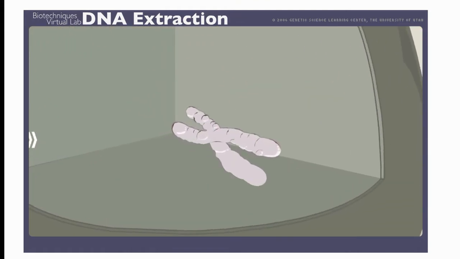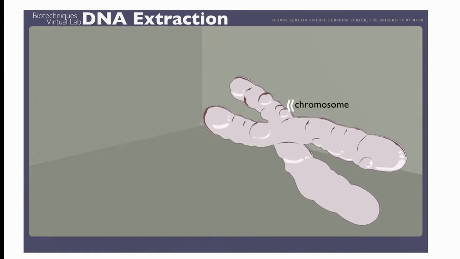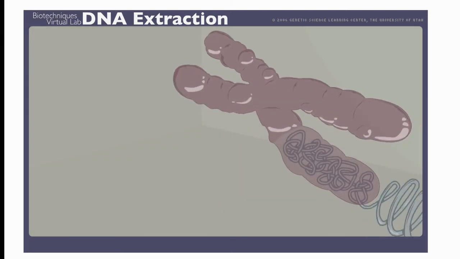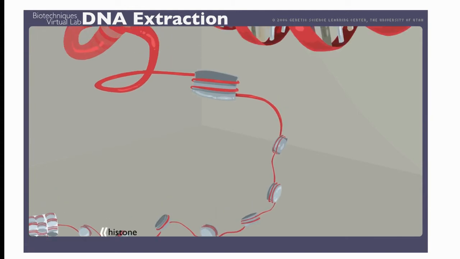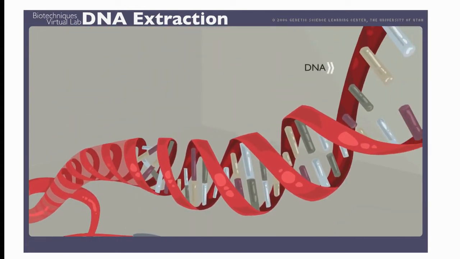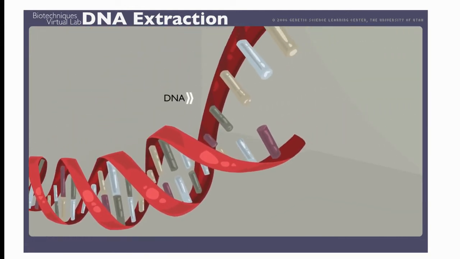Here we're looking inside of a cell. Inside of the nucleus is where we find chromosomes. A chromosome contains two different molecules. There are histone proteins and there is the DNA molecule itself.